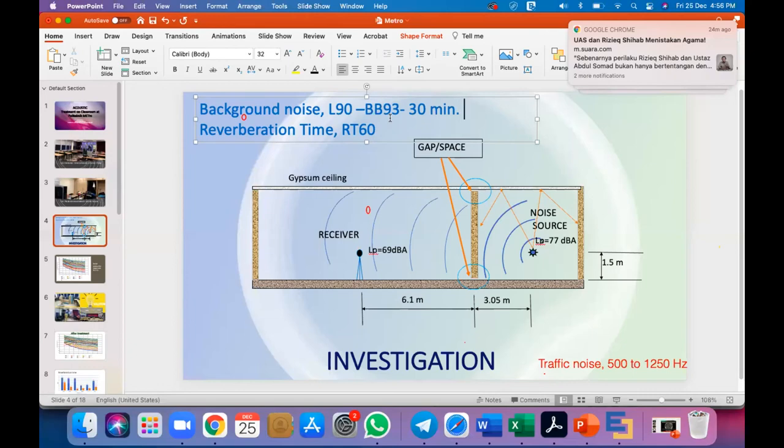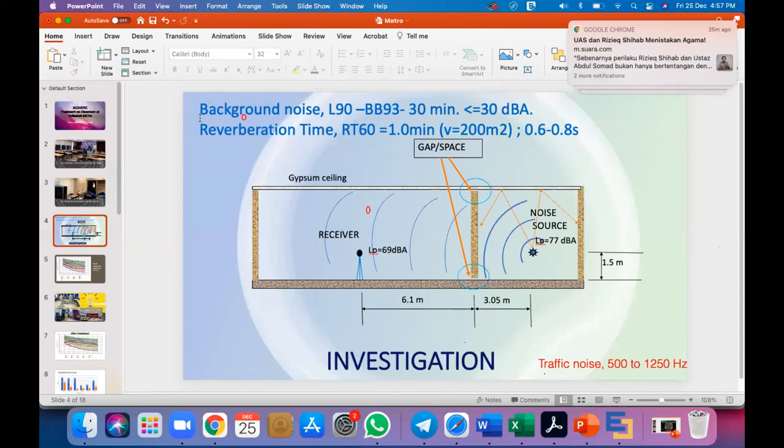What is the background noise at 30 minutes? The background noise must be less than or equal to 30 dB. That is the permissible level. Reverberation time must be 1.0. This is actually 1.0 for the seminar room, but I think you must also refer to the volume. If the volume is small, then it must be 0.628 seconds. This is if the volume is, I think 200, I forgot. After that, it's 1.0.